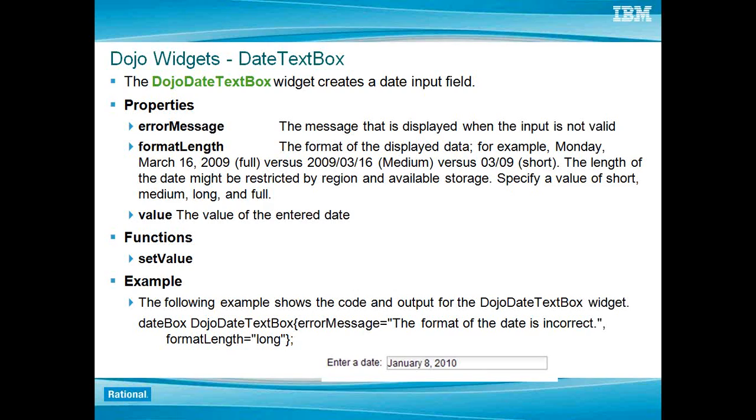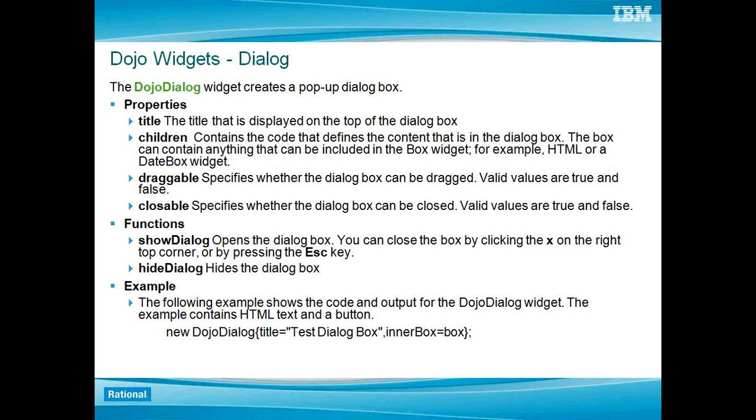Same way we have date text box, Dojo date text box, where we can show our dates in a formatted style, in the format that we have mentioned. We do have some other event functions like get value functions, and on click, on remove, and some other functions.